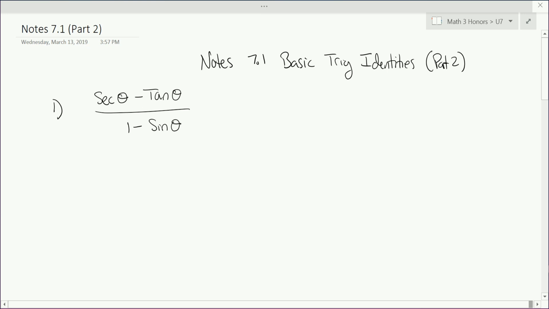So number one here, we got secant theta minus tangent theta all over 1 minus sine theta. We want to simplify this as much as we can and look for ways to do that. I'm going to ask for some ideas, things that we can do here. What do you guys think on this one? What might an approach be, or something we can try? Yeah, Michael.